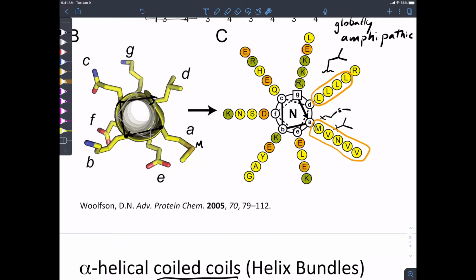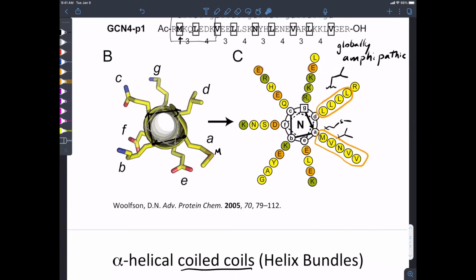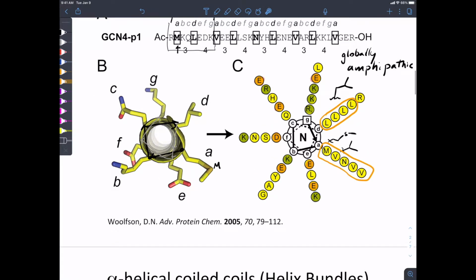So this is one of the simplest sequences to design. If you make a sequence that has nonpolar residues with this spacing of A and D positions, it most likely will fold into a helix bundle of some kind. So this is one of the rules that's really well understood for protein folding.